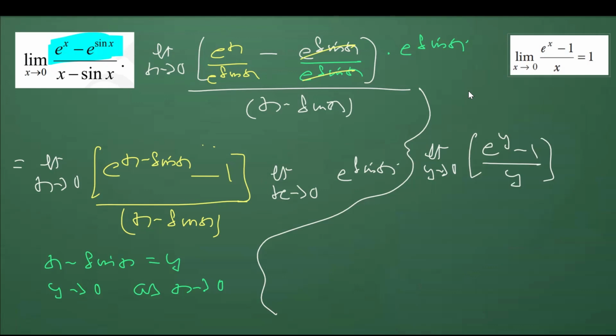On applying the limit, what are we going to get? e raised to the power sine 0, that is 0. Any number raised to the power 0 is 1. And for this part, applying the standard limit, what we are going to get is 1, right? This is going to give you 1, and this is any number raised to the power 0, which is 1. So 1 into 1 is 1. So we'll get 1 as the answer for this.